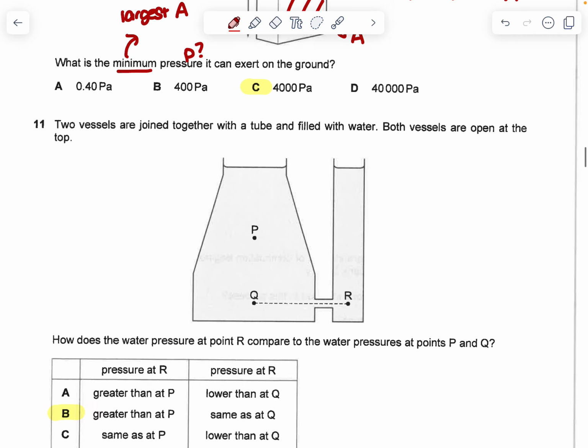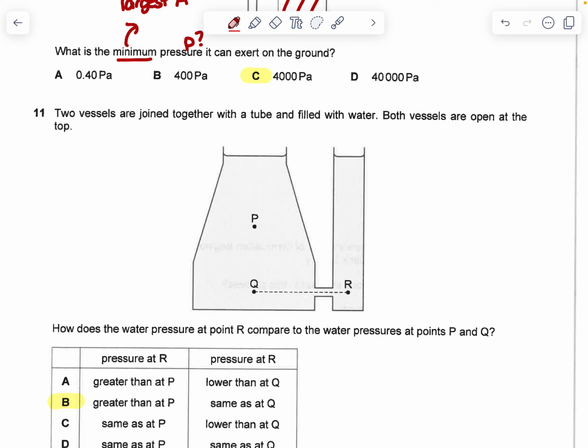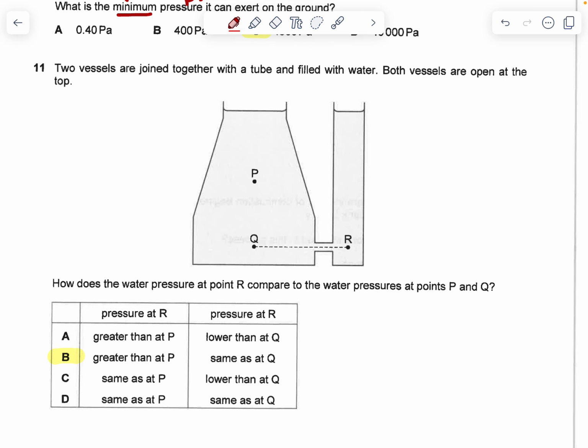Question 11. Two vessels are joined together with a tube and filled with water. Both vessels are open at the top. How does the water pressure at point R compare to the water pressure at points P and Q? We know the formula for this is P equals h rho g.